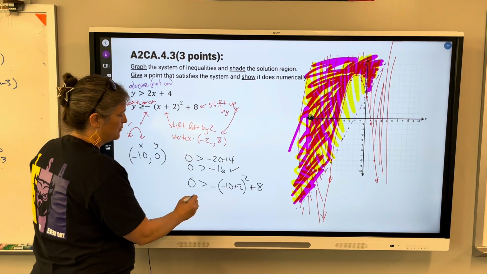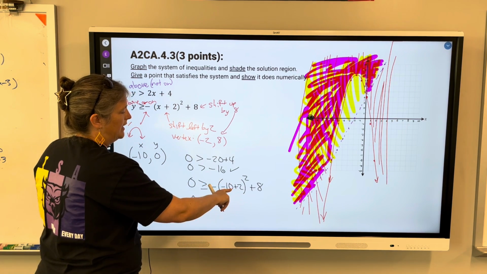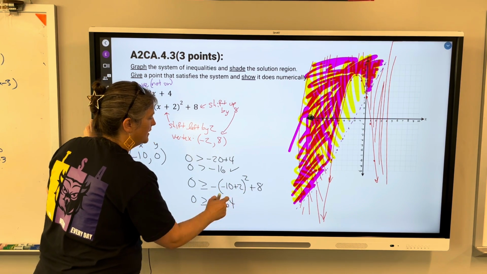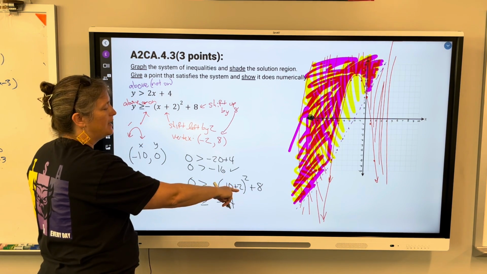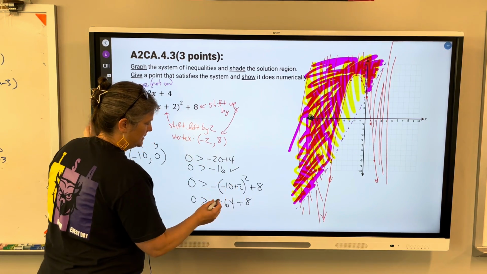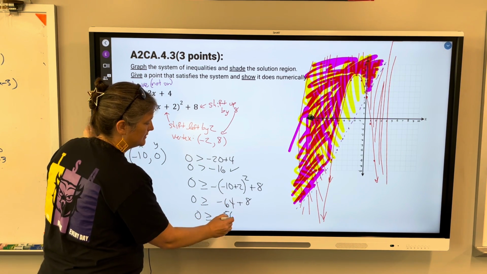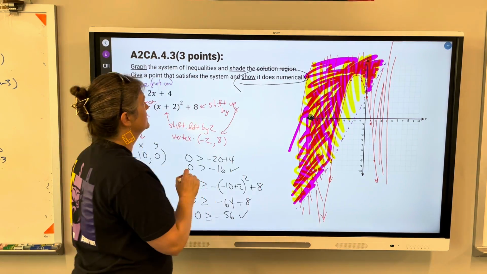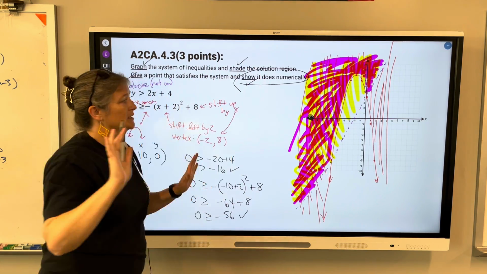Now this is going to require my order of operations, PEMDAS, as I'm doing this. I'm going to start inside and I get negative 8. I'm going to square the negative 8 to get 64. And then I'm going to multiply it by this negative 1 outside. After I square it, that makes it positive. I'm then going to multiply by the negative 1 to make it negative and add 8. So 0 is greater than or equal to negative 56. Yes, it is. So I have numerically shown that it works. I graphed it, I shaded it, I gave a point, and I showed it worked. Ta-da!